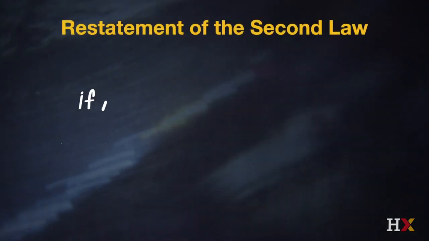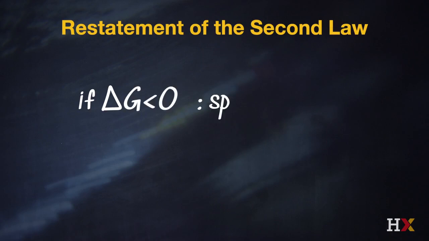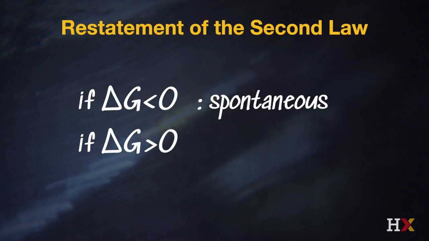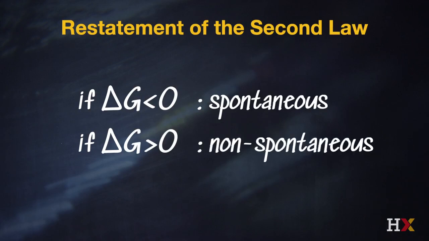So back to the statement of the second law. If delta G is less than 0, the reaction is spontaneous. If delta G is greater than 0, then the reaction is non-spontaneous. And by that, we know that if we've reached the equilibrium point, that reaction is not going to climb back up the free energy surface in either direction. It's locked at the lowest point in the Gibbs free energy surface, which is the point of equilibrium.